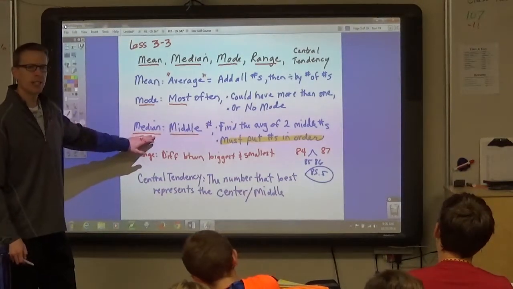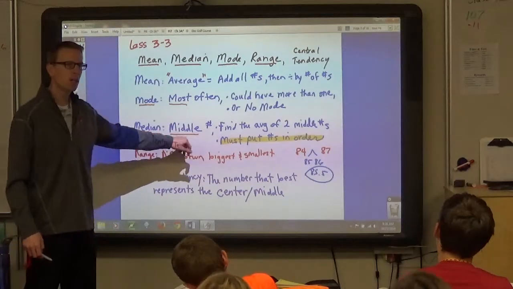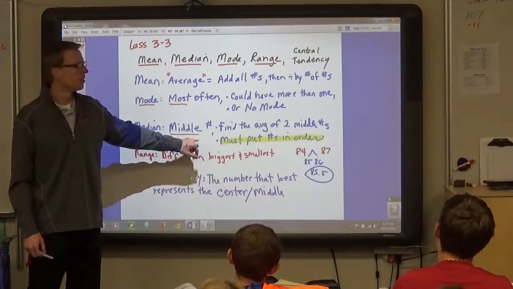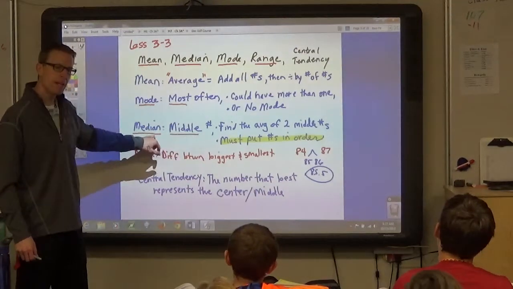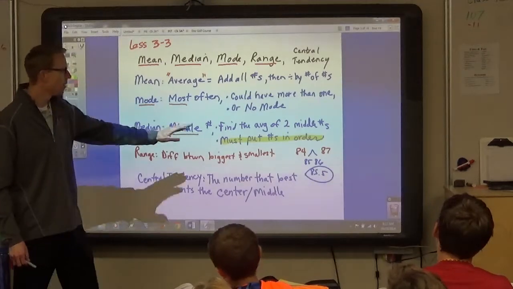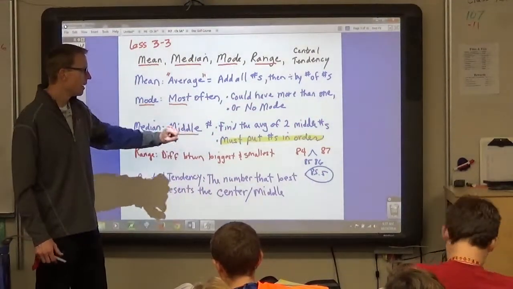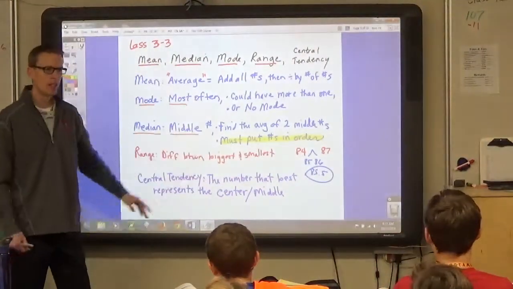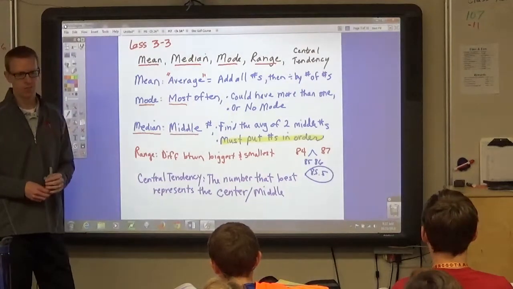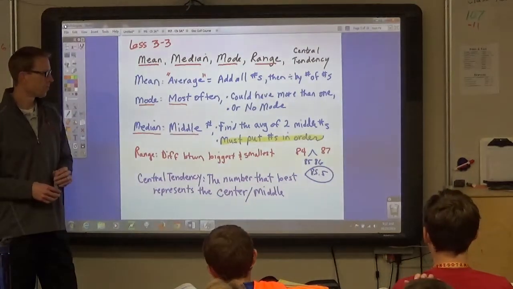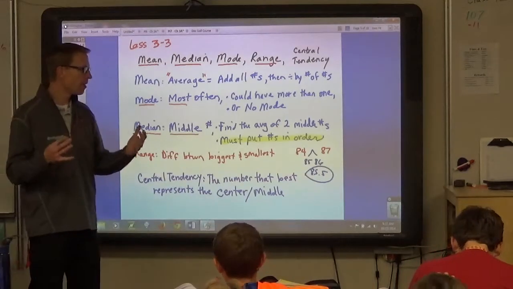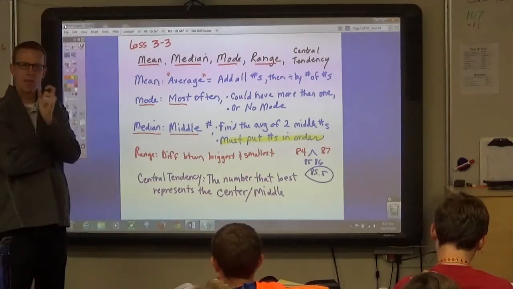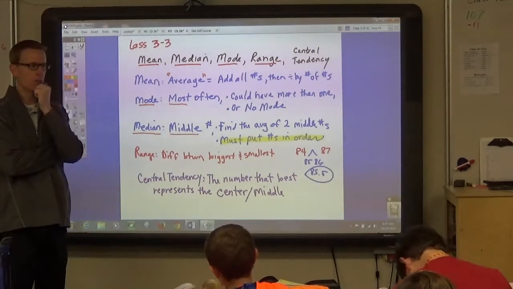Another way to find the central tendency of the numbers is to find the middle number, or the middle value. That's called the median. First of all, to find the middle, you have to put the numbers in order. You have to list the numbers in order. Okay? And then, if there's an even number of numbers, you have to find the middle value between the 2 middle numbers.